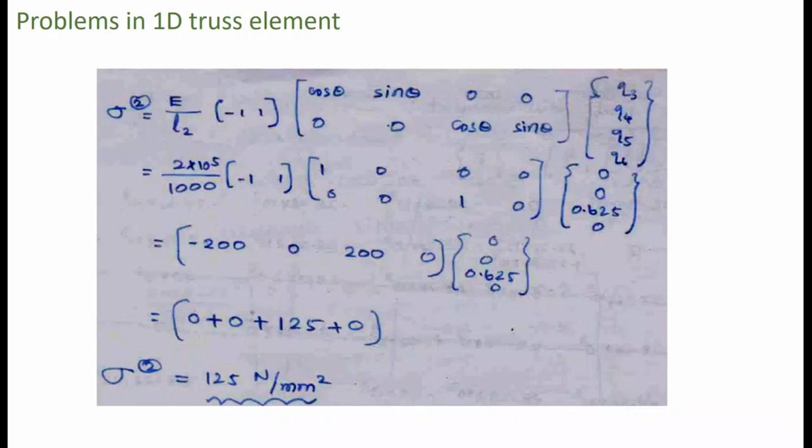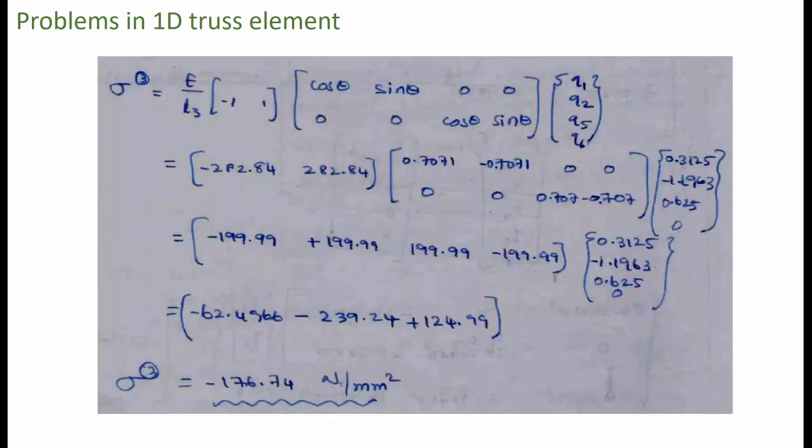After multiplying this, minus 200, 0, 200, 0, and then 0, 0, 0.625, 0. So minus 200 into 0, 0 into 0, 200 into 0.625, 0 into 0. The value will be 125 Newton per mm square. The stress at element 2 will be 125 Newton per mm square.